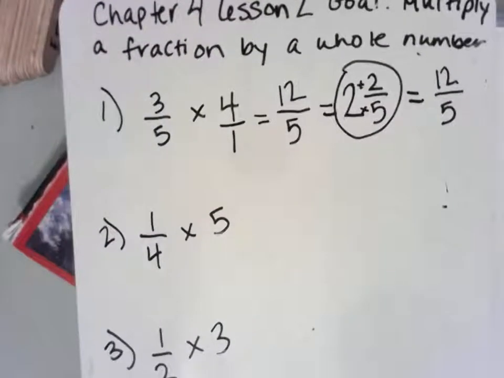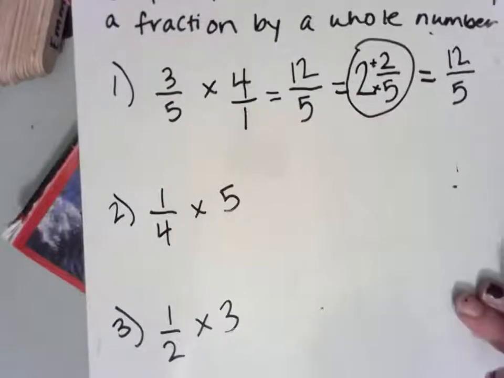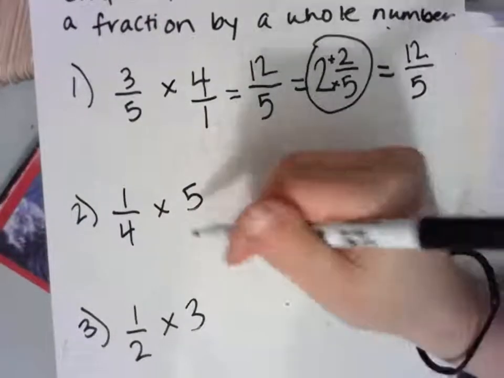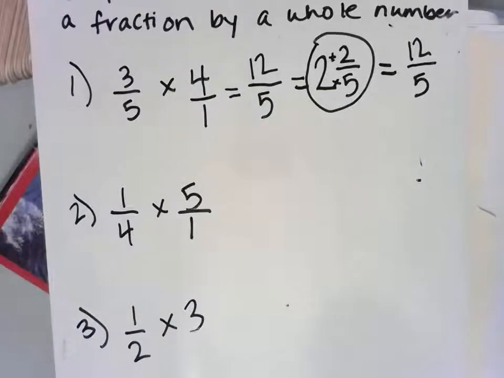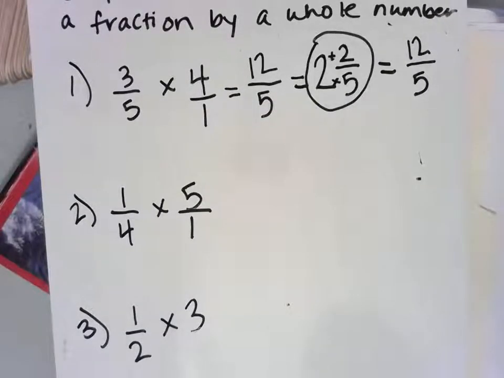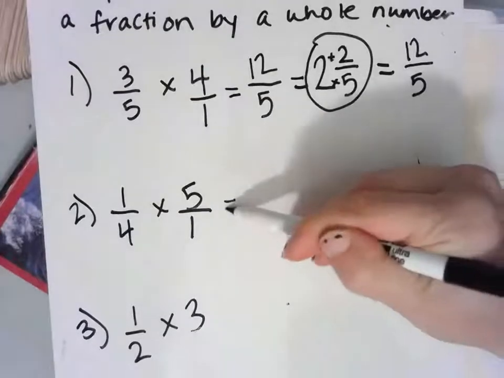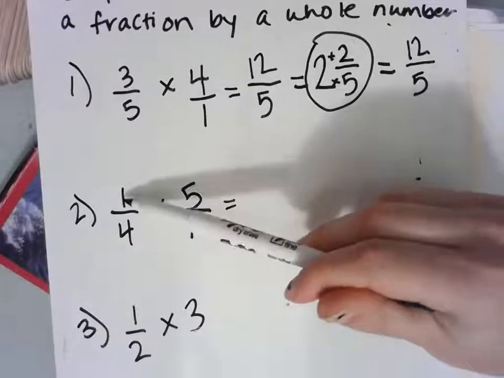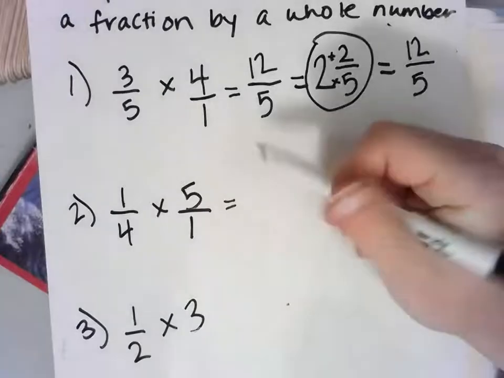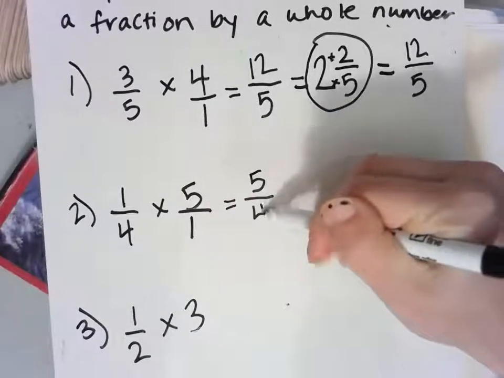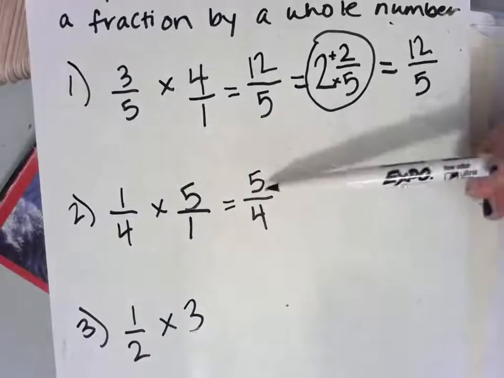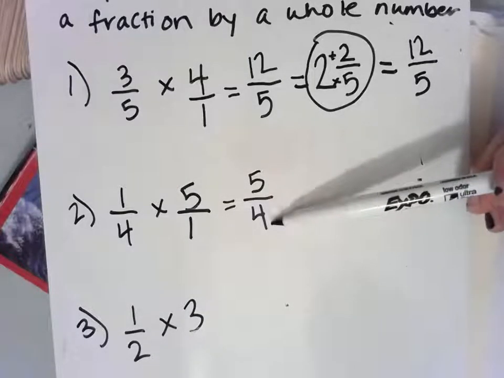1/4 times 5. Now remember what I said about whole numbers. They're always over 1. So if you ever see a whole number and you're multiplying it by a fraction, put it over 1. Go ahead and multiply numerators by each other. 1 times 5 is 5. 4 times 1 is 4.